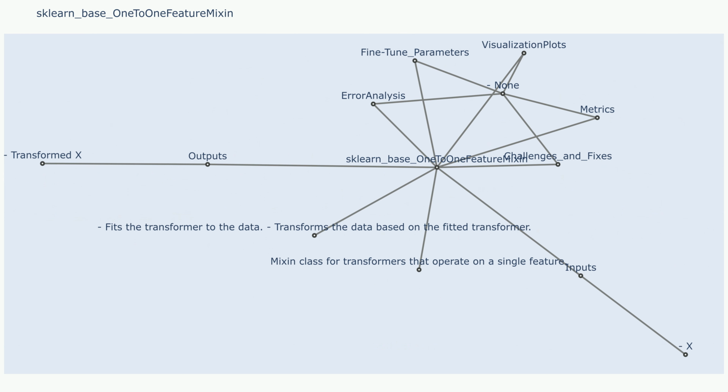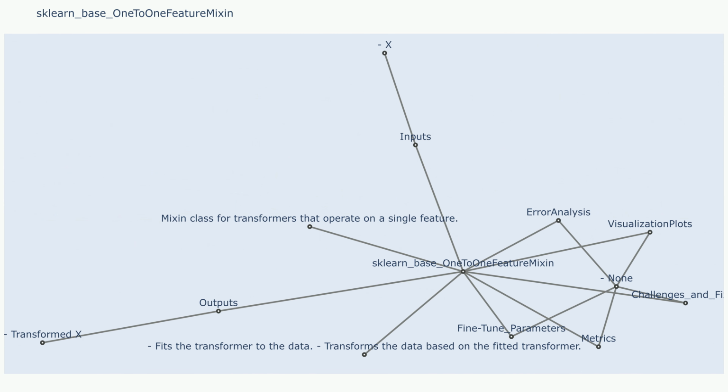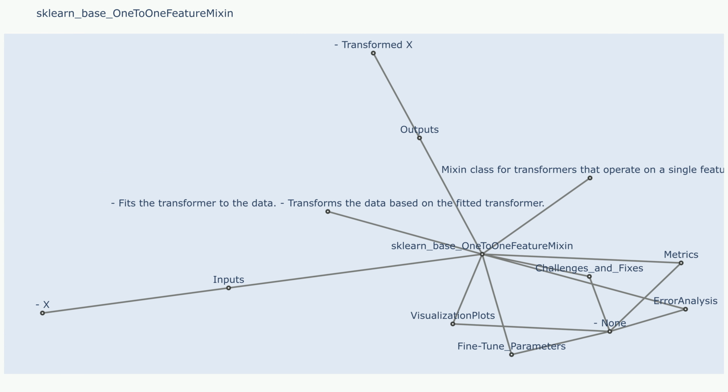Fine-tune parameters. Parameter 1. Many transformers have parameters that can be adjusted to fine-tune the transformation process. These parameters may include things like scaling factors, thresholds, or other parameters specific to the transformation.